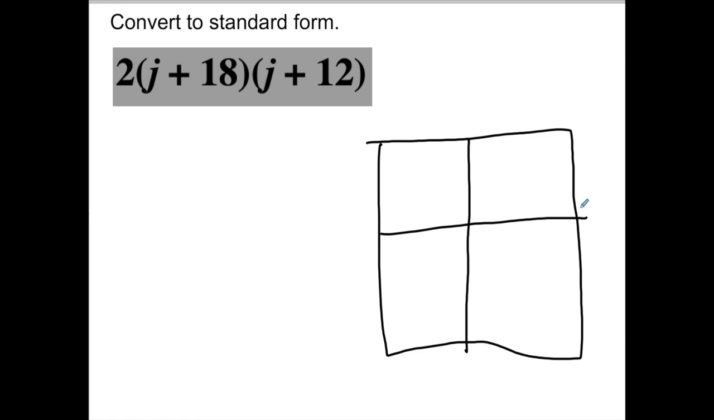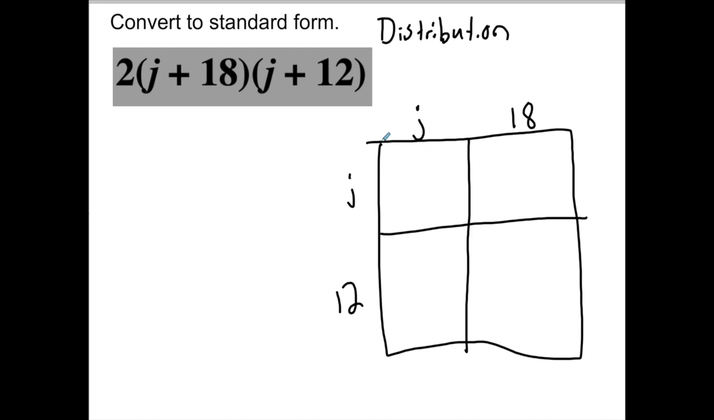Remember, at the very fundamental level, this is just distribution. The box acts as a visual representation for distribution, because factoring is reverse distribution. So the box is useful because it can act in both capacities. It can help us distribute and undistribute, so to speak.